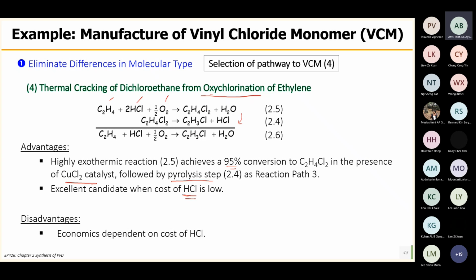So here, the cost of HCl is low. Ethylene is your reactant. You need HCl, low cost. Oxygen, low cost as well. Conversion, high. So this reaction might be considered. The disadvantage is that the economics depend on the cost of HCl.